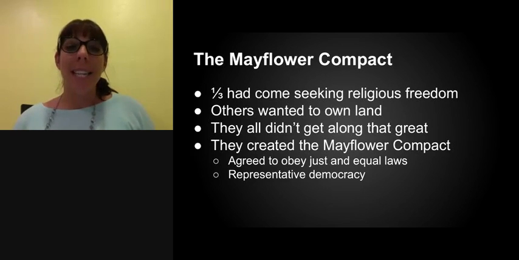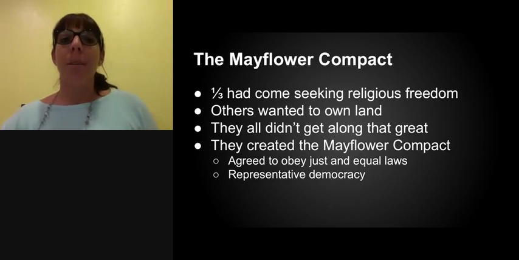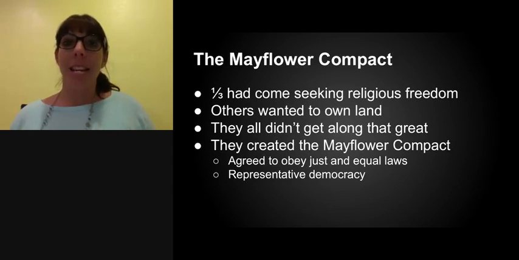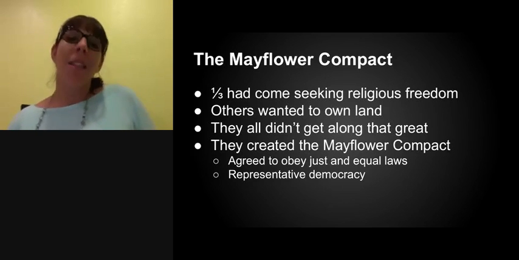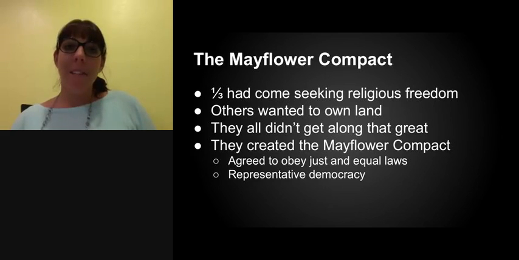They agreed to obey just and equal laws, and they agreed to a representative democracy. They agreed that they would elect people to make the laws and make the decisions for them. This was one of the first colonies in the United States. It was the Pilgrims on the Mayflower, and what we now celebrate as Thanksgiving.